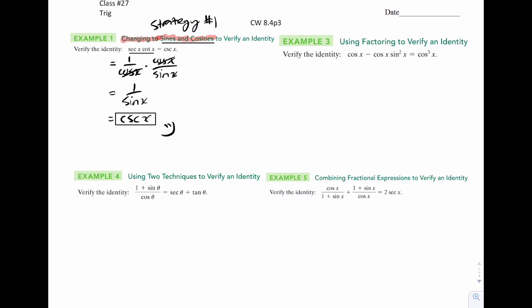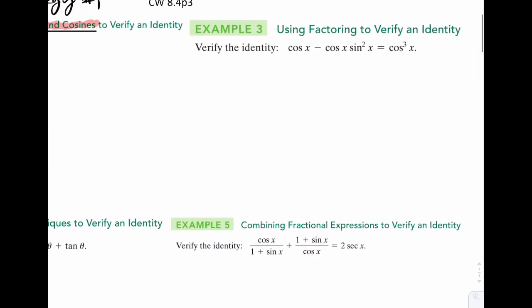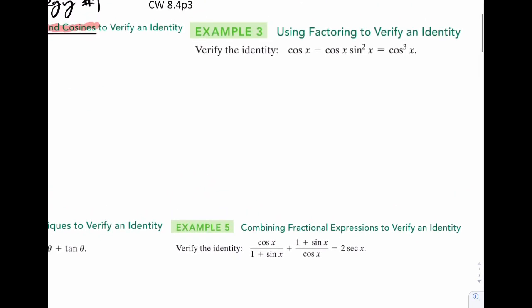Let's move on. Let's go to example 3 here. So again, let's highlight our technique using factoring. So this will be strategy number 2. Clearly pick the left side. The right side, it is kind of complex, but it'd be pretty hard to break down, cosine cubed. So obviously we're going to factor this. So factor out cosine x. You have 1 minus sine squared x.